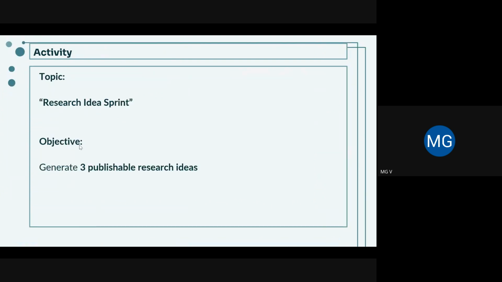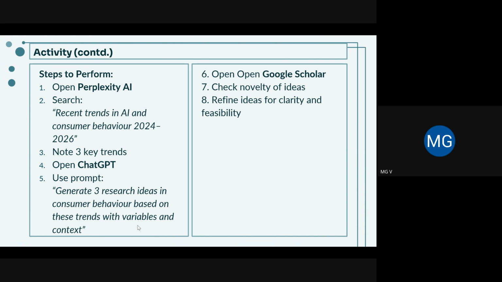Now, activity time: research idea sprint. That is, we need to generate three publishable research ideas. How to do this? We can make use of Perplexity AI with the prompt: research trends in AI and consumer behavior 2024 to 2026. Then note down the three key trends. We have discussed this yesterday. Then open ChatGPT and use the prompt.